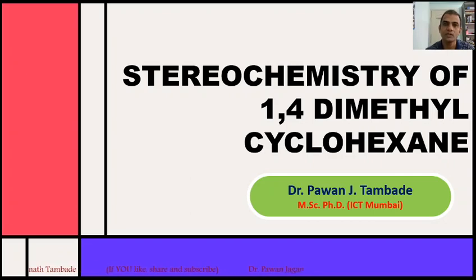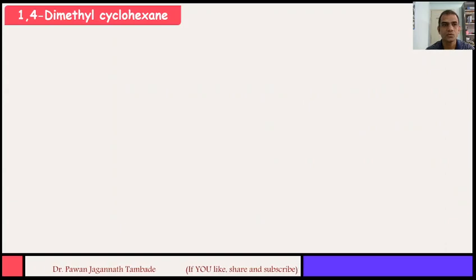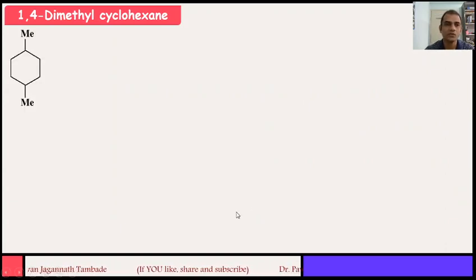In this video lecture, we will see stereochemistry of 1,4-dimethyl cyclohexane. Dear friends, probably this is going to be the last lecture on stereochemistry of cyclohexane and substituted cyclohexane. So, 1,4-dimethyl cyclohexane. This is the structure of 1,4-dimethyl cyclohexane, where these two methyls are at relatively 1 and 4 position in the cyclohexane ring system.